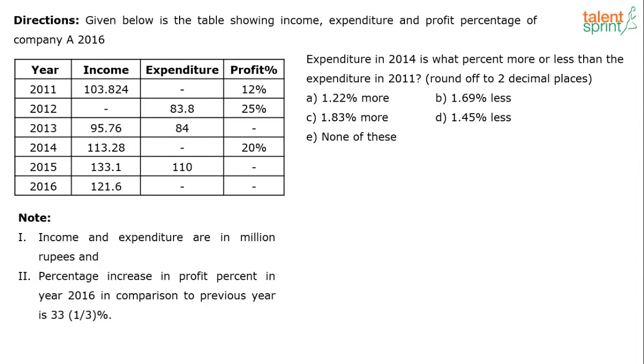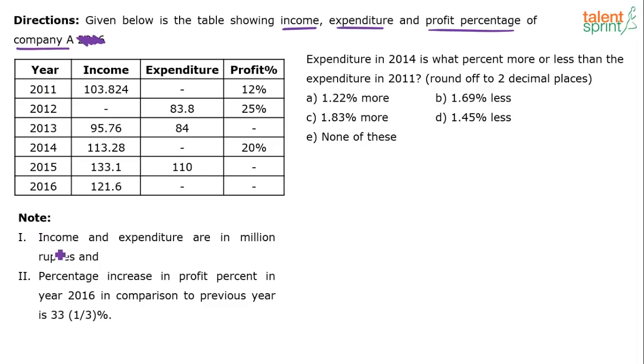Let's take this up now. So here's the next set of questions. What is given below is the table showing income, expenditure and profit percentage of company A in the year 2016, right? Why did he say 2016? I think it is given for all the years, 2011, 12, 13, 14, 15, 16. So this is an error, I think. He's talking about income, expenditure and profit percentage of company A from 2011 to 2016.